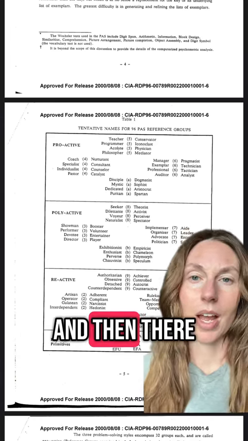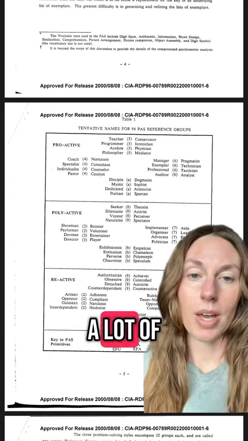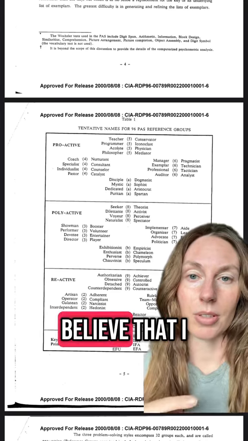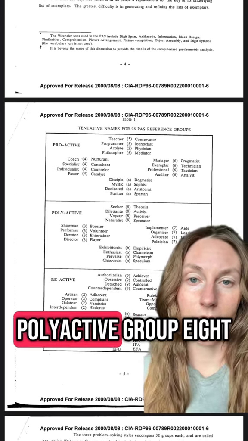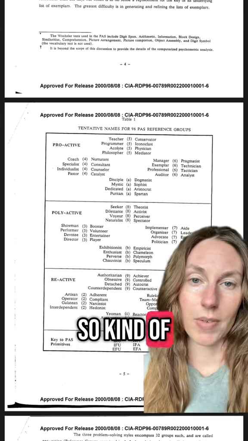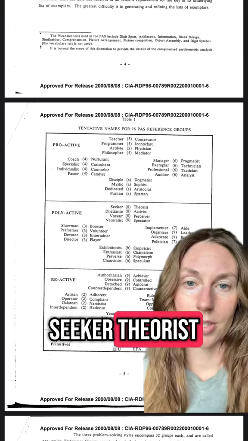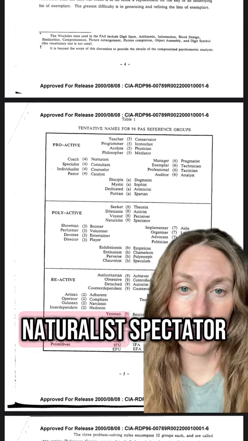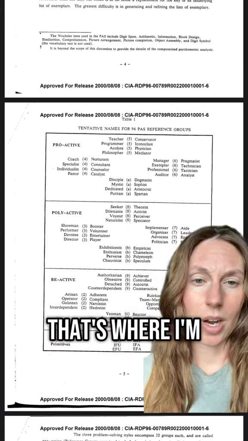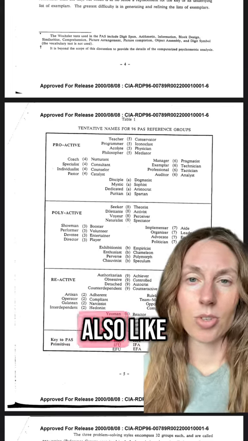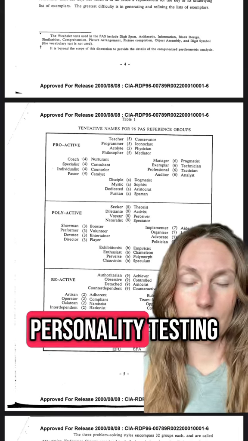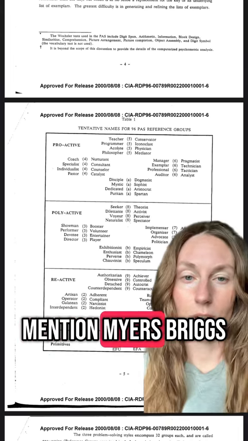And then there were actually a lot of different ways that they assessed it and grouped us into things. So I believe that I am in that polyactive group 8, kind of in the center there with the seeker, theorist, dilettante, and activist, voyeur, perceiver, naturalist, spectator. I think that's where I'm at there. And then there's also letter codes, which was similar to the Myers-Briggs personality testing, and they did actually mention Myers-Briggs as well.